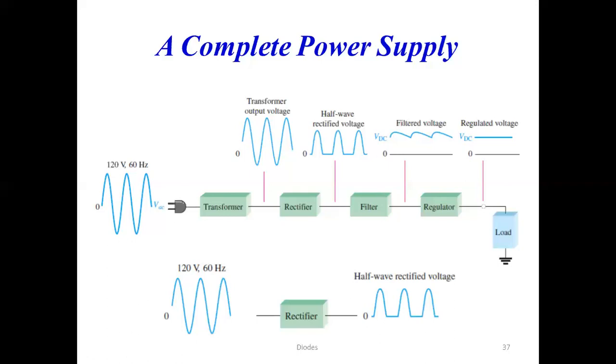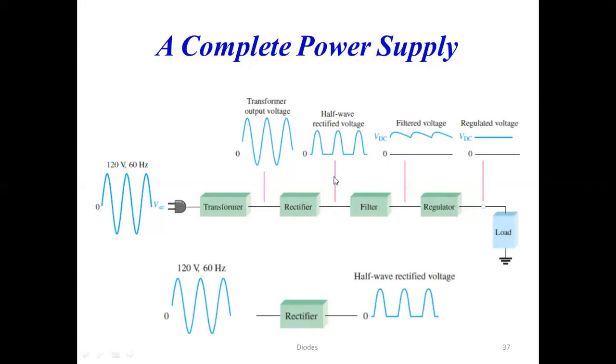If I use a half-wave rectifier, then the output of that half-wave rectifier will be something like this. In a half-wave rectifier, it will conduct only during positive half cycles of the input supply, and hence I am getting output only during positive half cycles. I am going to explain this particular block in detail today.